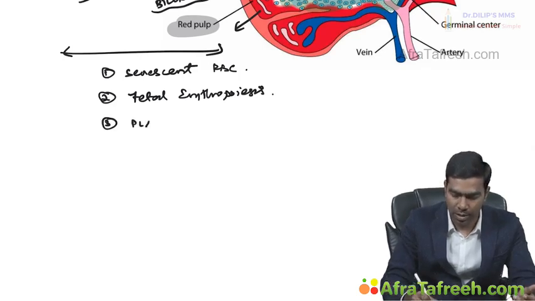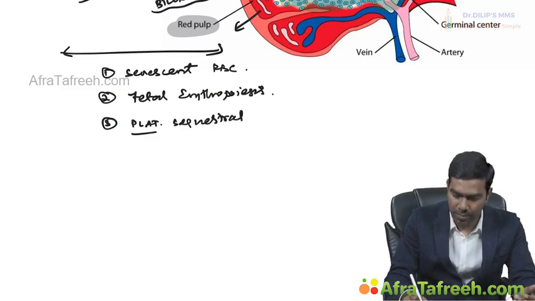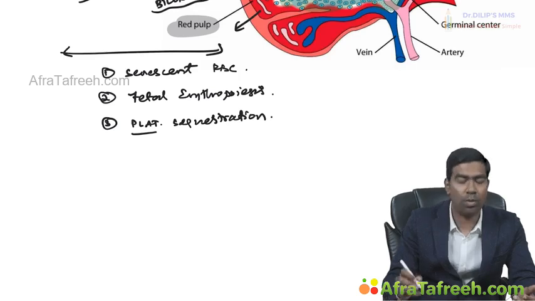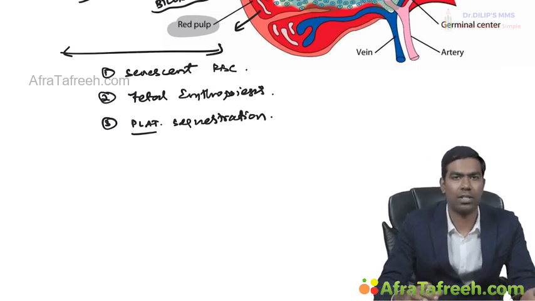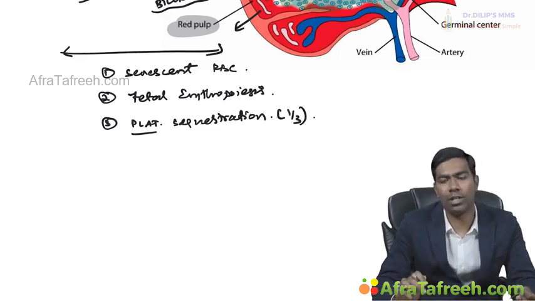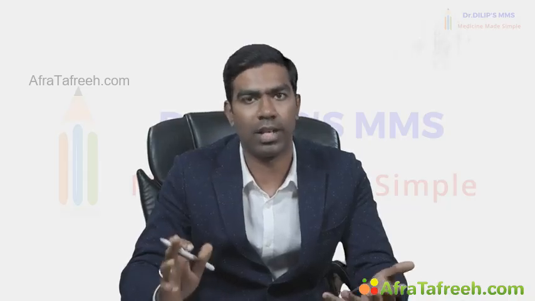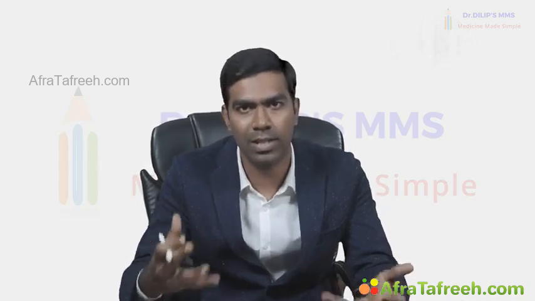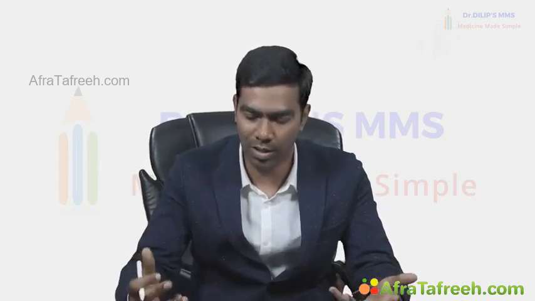Number 3, platelet sequestration. Not only platelets, in fact many other hematological cells can be sequestered in the spleen, especially platelets. Astonishingly, one third of the platelets in the body are actually sequestered within the spleen. So they serve as a reserve for the platelets, which is a very important thing.